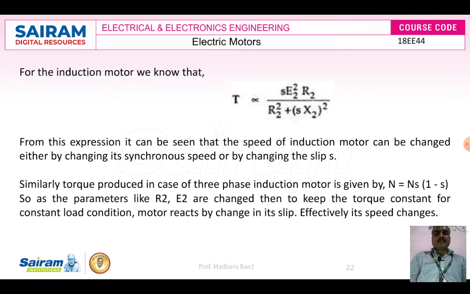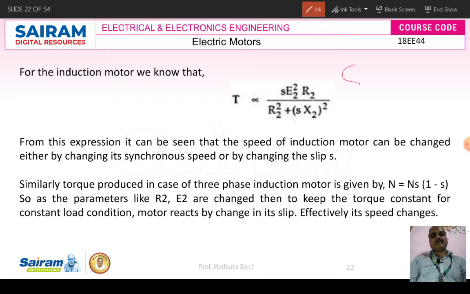Here we can see the torque relation of the three-phase induction motor. Torque is proportional to S E2 squared R2 divided by (R2 squared plus S X2 squared), where S is the slip of the induction motor. At the time of starting, the slip is high, equal to 1, so the starting torque is high. Once the motor picks up the synchronous speed, the slip will be equal to 0 and the torque will be equal to 0.